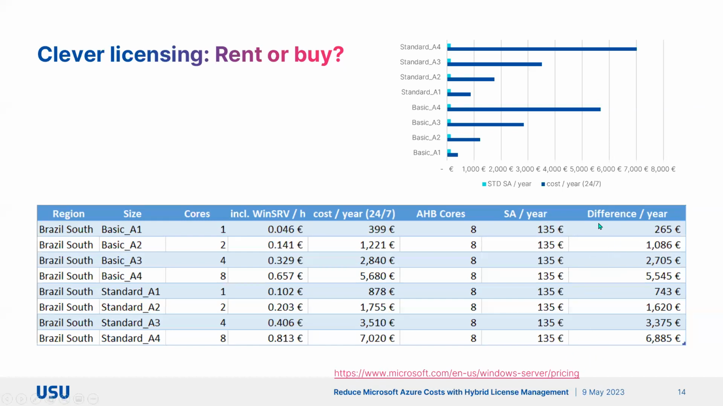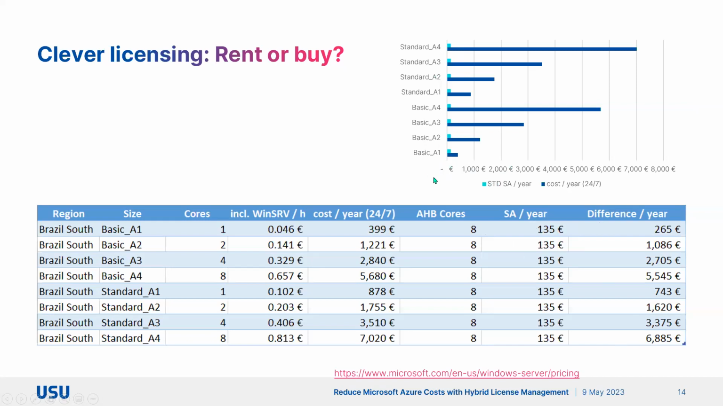Yeah, and then we can calculate the difference. And here you see it graphically. So of course, in all these cases, own licenses pay off. You only have the ridiculous 135 euros software assurance.